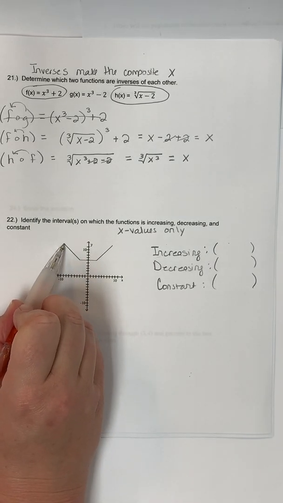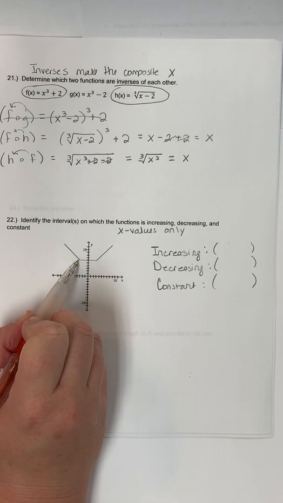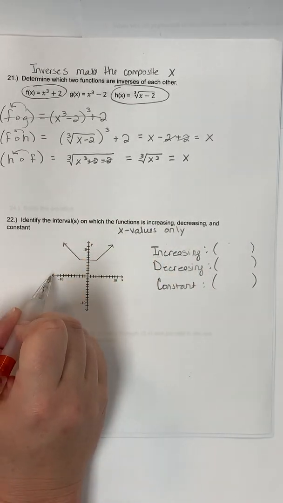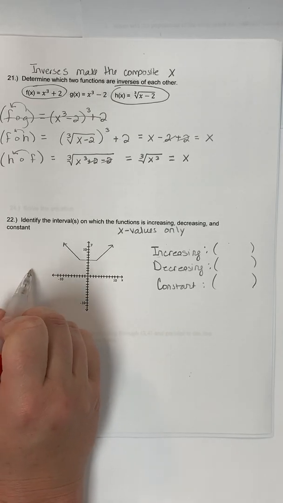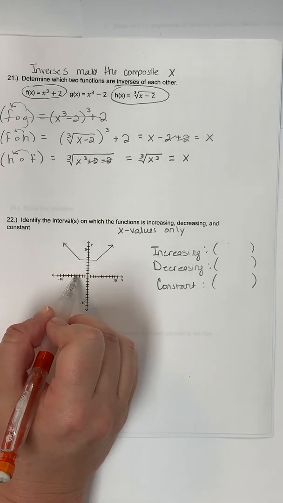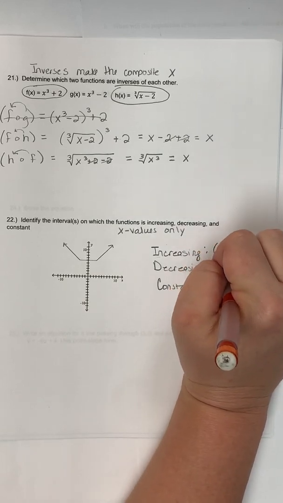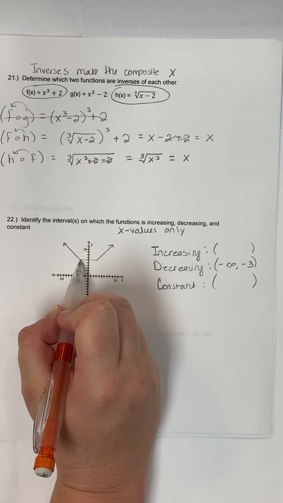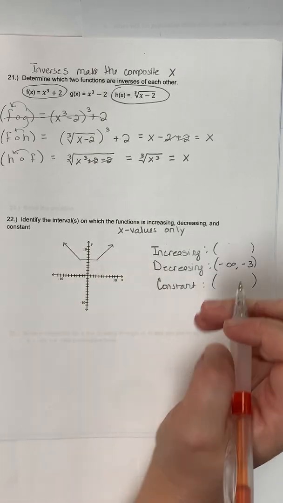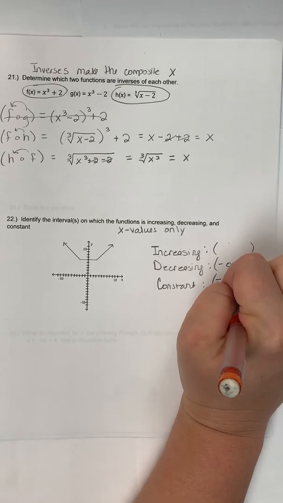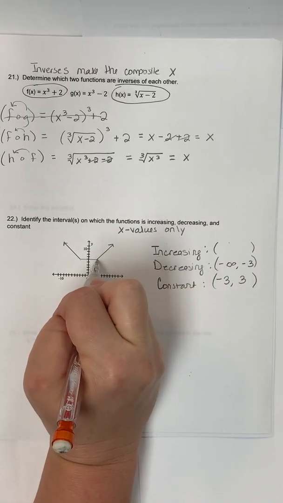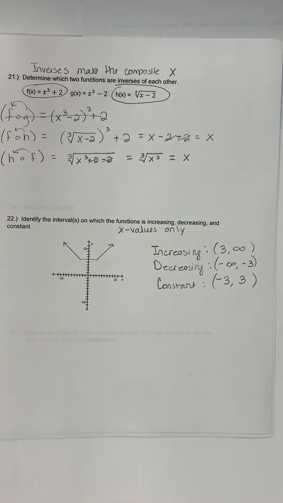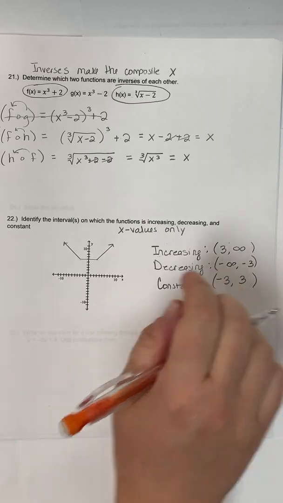That's it. Okay, so here we go. I'm going to start over here, and immediately I notice I'm decreasing. Okay, so these should really have little arrow tips on them. Okay, so x values only, I'm coming from negative infinity down to -3. I was decreasing. Now from -3 to +3, I'm constant. And then from 3 to positive infinity, I'm increasing. And those are my answers.